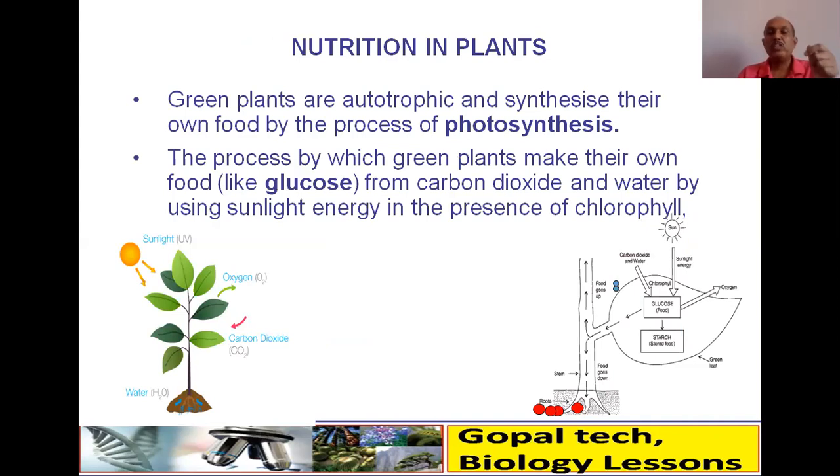The process by which green plants make their own food, like glucose, from carbon dioxide and water by using sunlight energy in the presence of chlorophyll. See here, carbon dioxide is coming from the air, then water is coming from the soil. Here is a chlorophyll. In the presence of sunlight, they produce glucose and release oxygen as a byproduct. And then that food is stored in the form of starch in different parts of the plant.